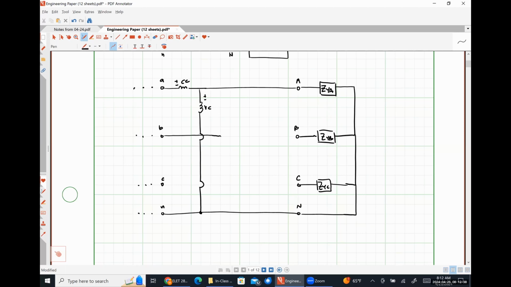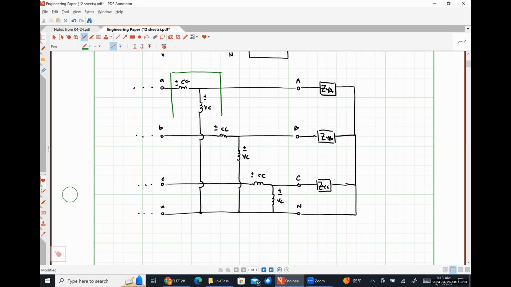My B phase watt meter might be over here, where I have my current coil and my voltage coil. And then my C phase watt meter might be right here with my current coil and voltage coil, like so. And just going to outline them in green.